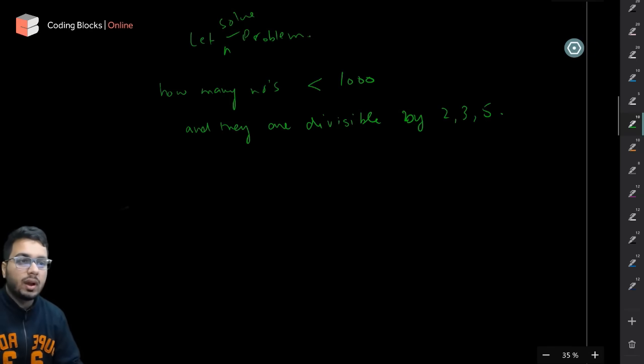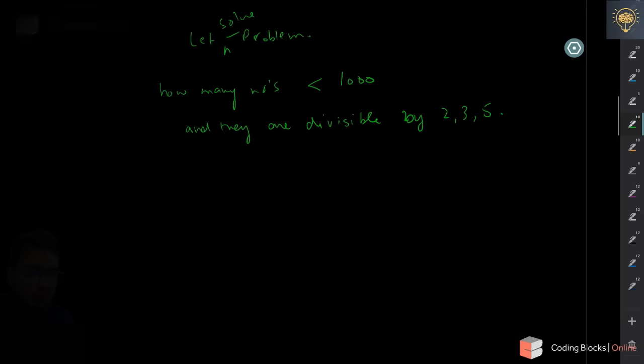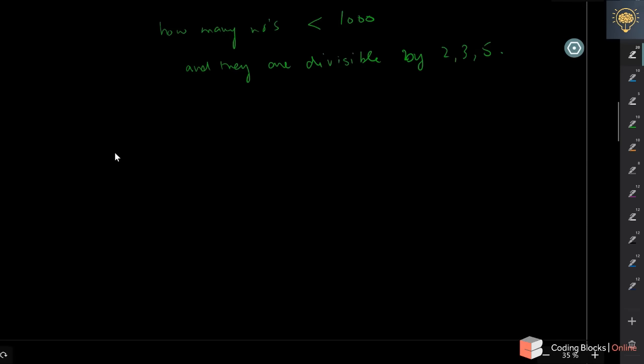So this is the problem I want to solve. Let us see how we can approach this problem, and we are going to use the principle we have learned. First of all, I need to find out how many numbers are there which are less than 1000 and divisible by 2. Effectively I want to find the numbers in the range 1 to 999 such that they are divisible by 2.